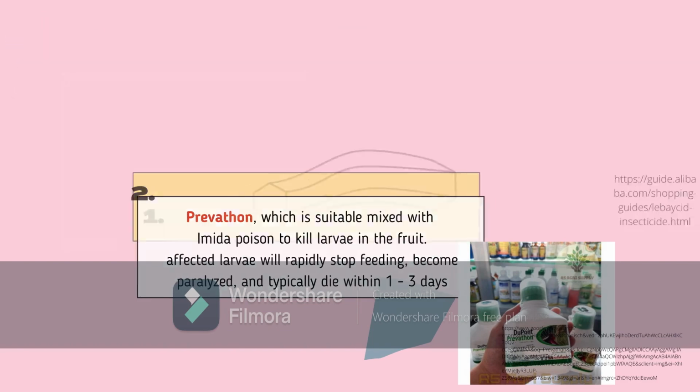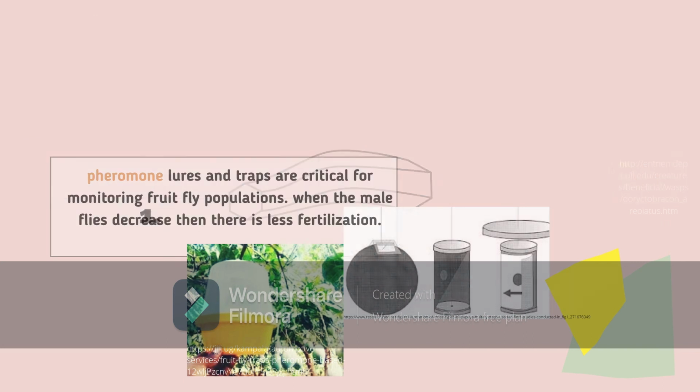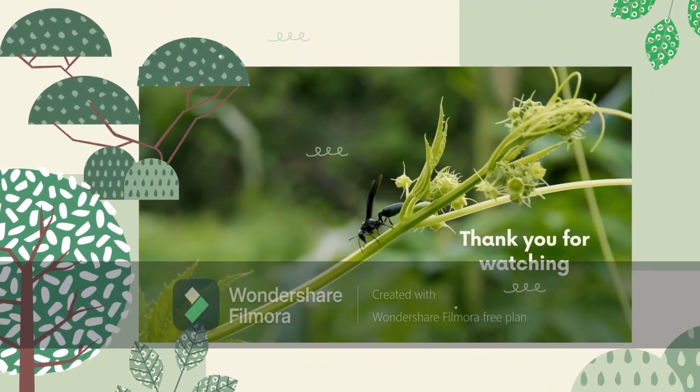In biological control, first we can use a parasitic wasp, Doryctobracon toxotrypanae. Next, pheromone lures and traps are critical for monitoring the fruit fly population. When the male flies decrease, then there is less fertilization. Now we have known the major species of insect pests and their IPM.